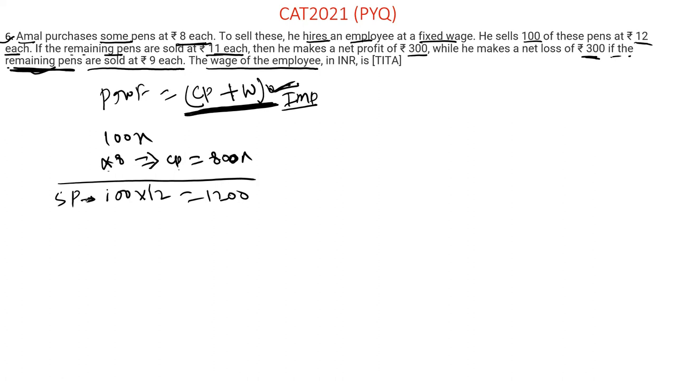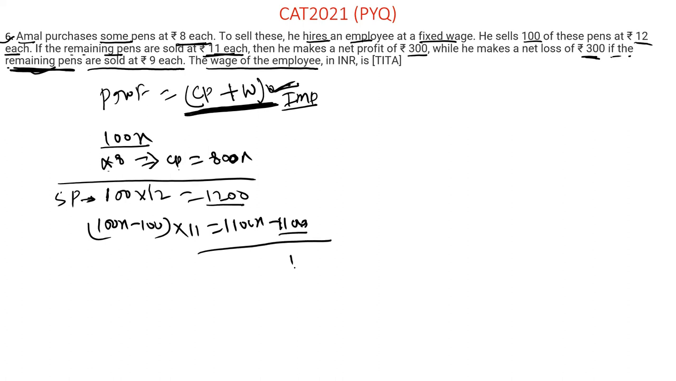And the remaining, how much? 100 sold, total is 100x. So we have 100x minus 100 into rate 11. So we have 1100x minus 1100. So we got the total selling price. So 1200 minus 1100 is 100 positive, and 1100x. So this is our selling amount, total selling amount.